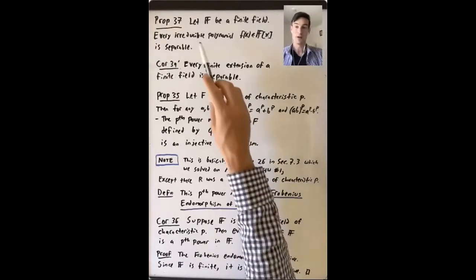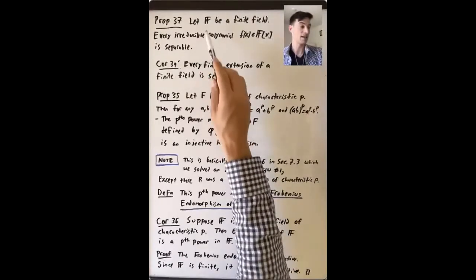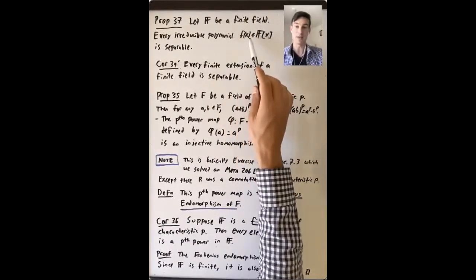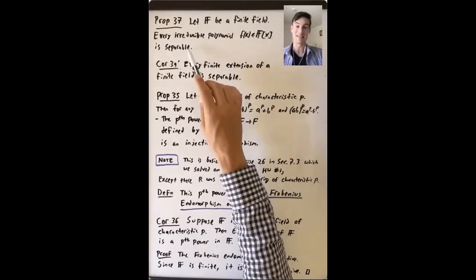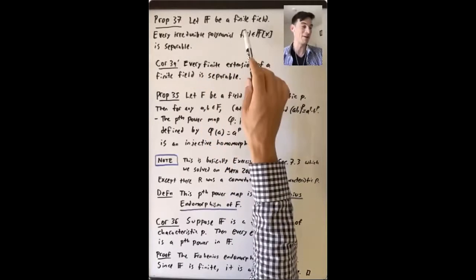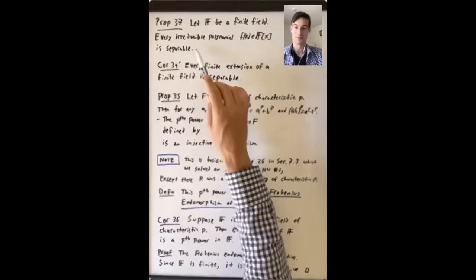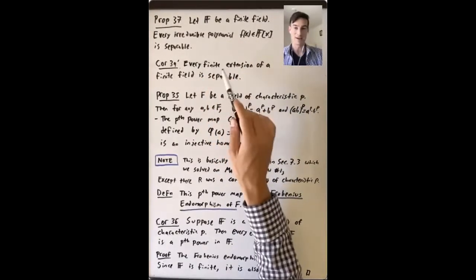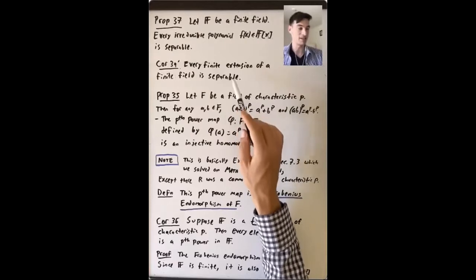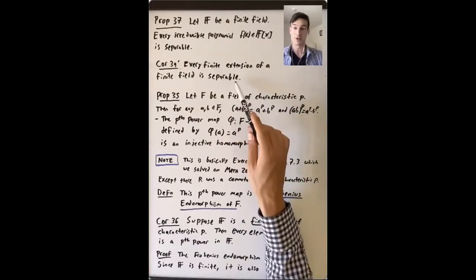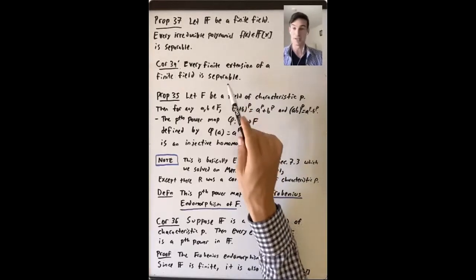We're going to prove Proposition 37, which says, let F be a finite field. Every irreducible polynomial in F[x] is separable. Sorry, every irreducible polynomial f(x) in this F[x] is separable. And now the same argument that we used for a field of characteristic zero is going to show that every finite extension of a finite field is separable, because this finite extension is algebraic.